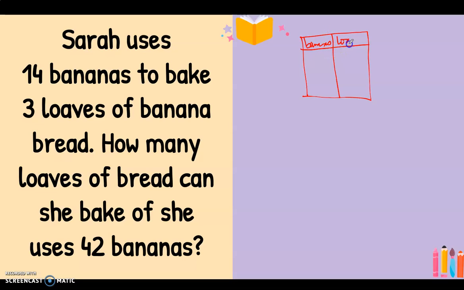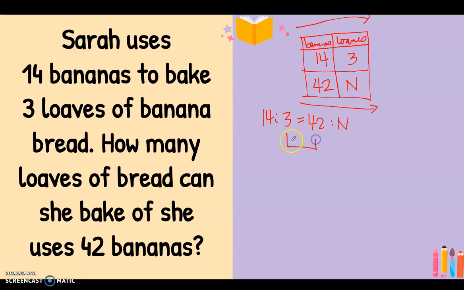So 14 bananas to bake 3 loaves of bread. The question is how many loaves of bread? So therefore here is the missing one. And then if she uses 42 bananas, it's still in the same direction. You can write it in column form. We have 14 is to 3 is equals to, same direction, 42 is to n. So we have 42 times 3 and then 14 times n.